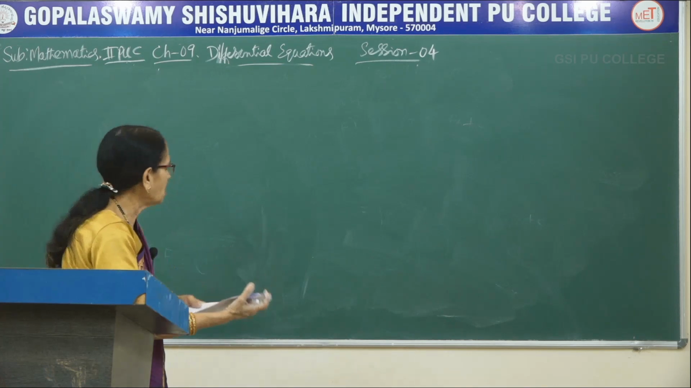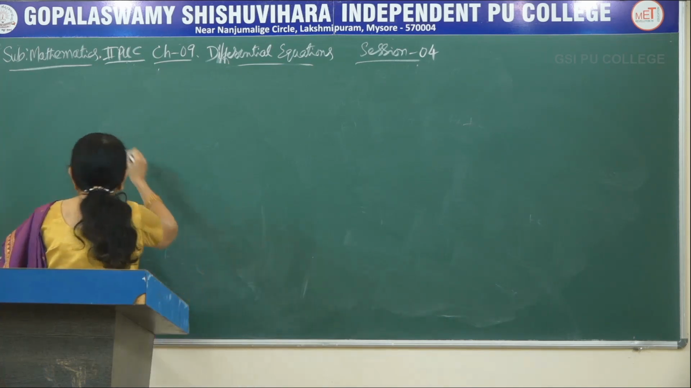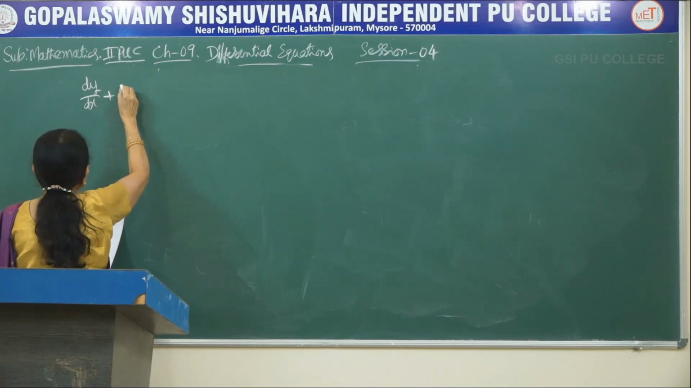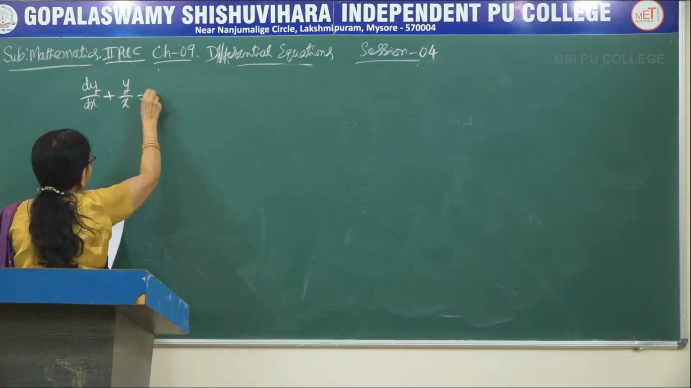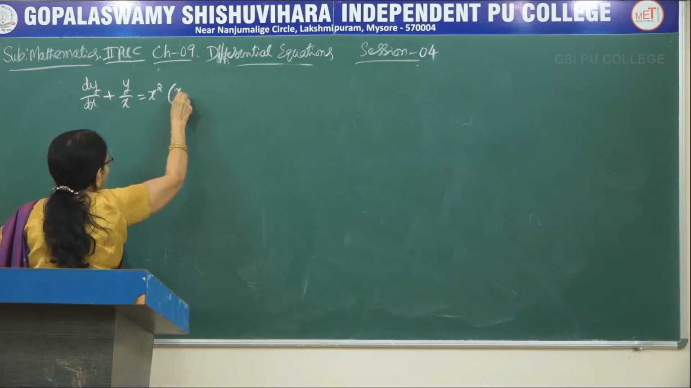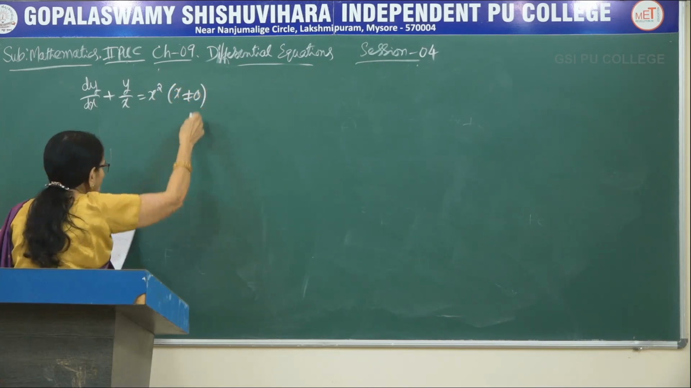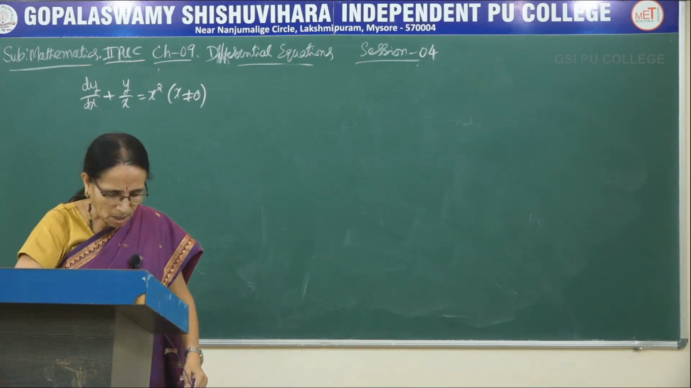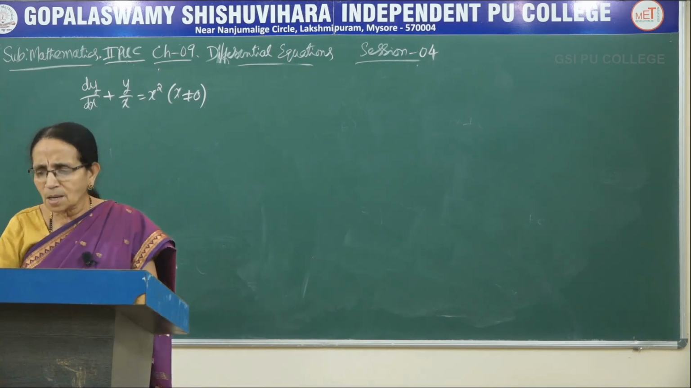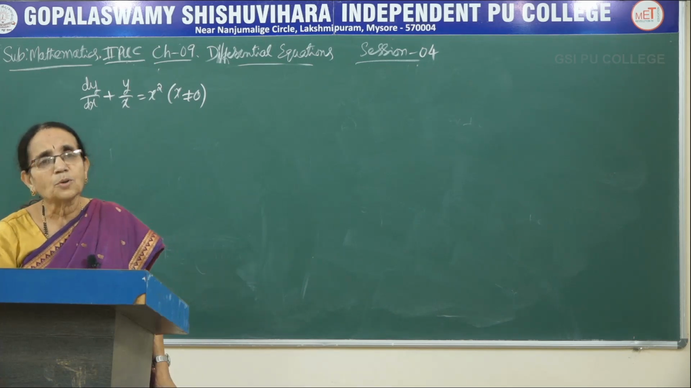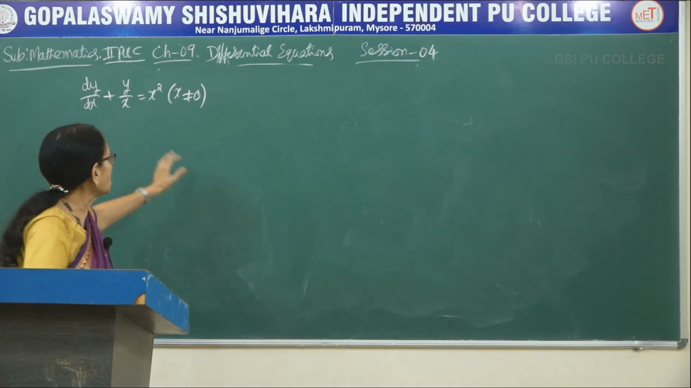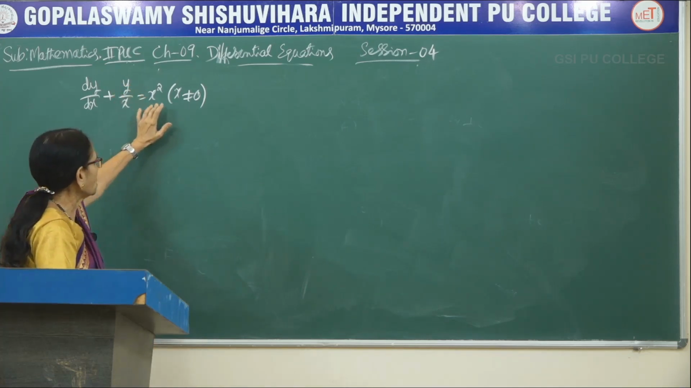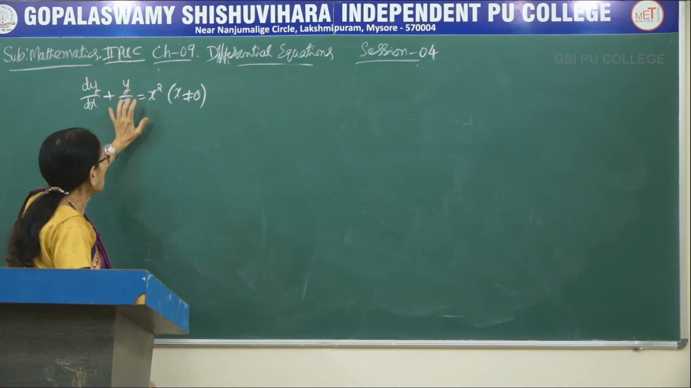The next problem is dy by dx plus y divided by x is equal to x square, x is not equal to 0. Now, in this problem also, it is almost in the standard form. You can see dy by dx is an individual term, and y by x, it's a function of x, and y.